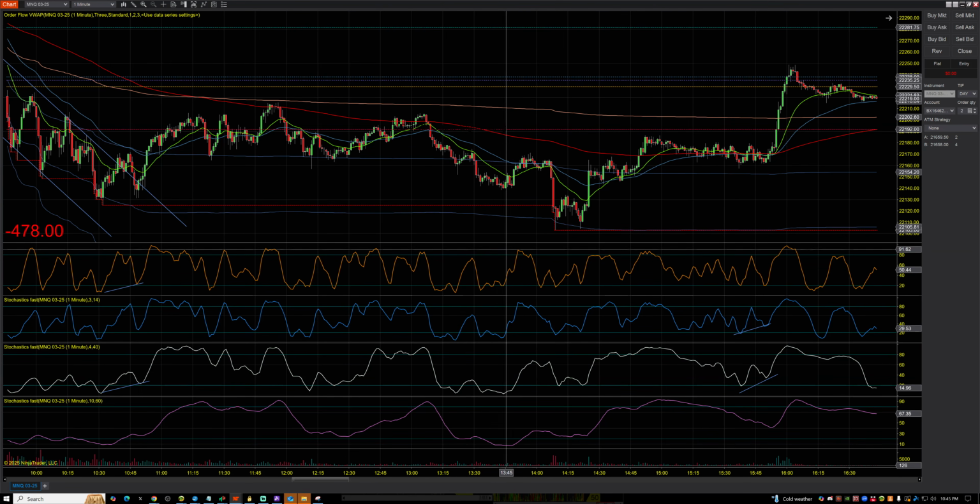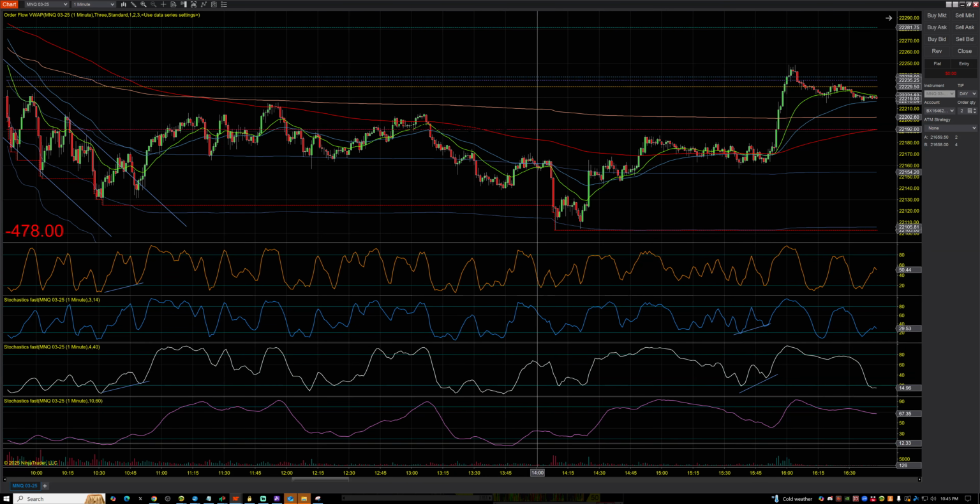So the quad rotation is all four of the stochastics getting oversold again. And when we talk about oversold, we're going to use 20 as our line. Now, you see the four stochastics, they're only showing the D line.